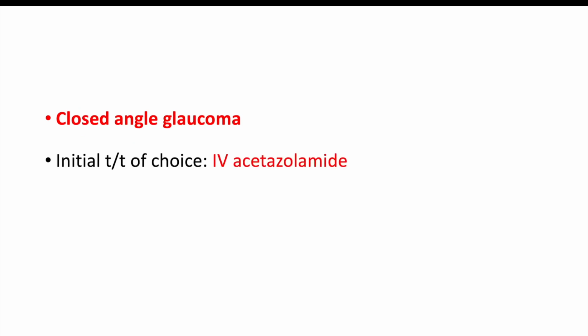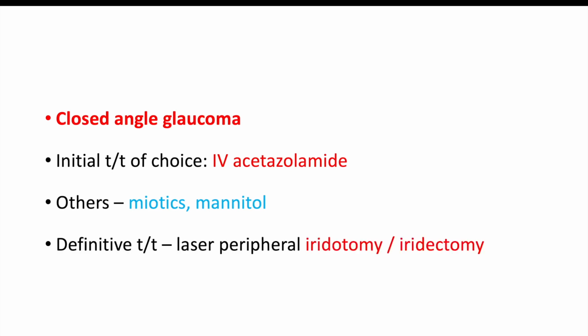Next you have closed angle glaucoma. So under closed angle glaucoma, how are you going to treat? In closed angle glaucoma, the initial treatment of choice is IV acetazolamide, and other drugs which can be used to reduce the intraocular pressure drastically just before taking the patient to surgery are mannitol as well as the miotics. The definitive treatment for closed angle glaucoma remains laser peripheral iridotomy or iridectomy.